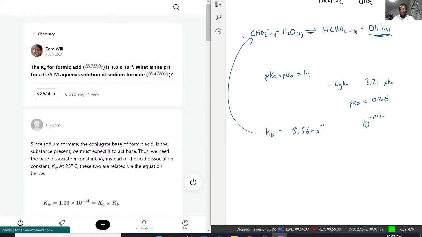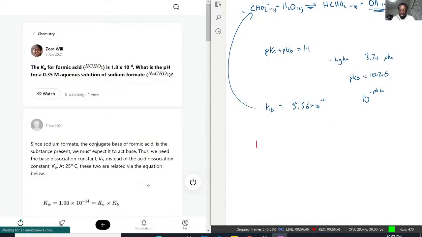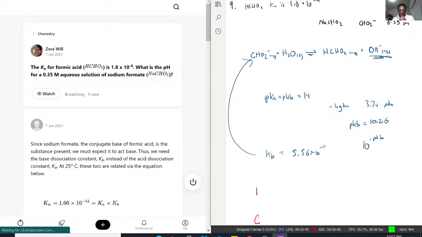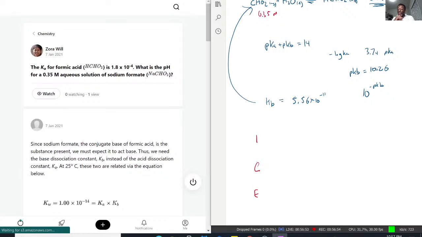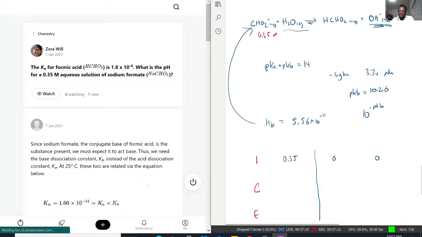Now we need to set up an ICE table: initial, change, equilibrium. We started with 0.35 moles. That's quite a big amount compared to the Kb, which will play into effect later on, as you'll see. Initial is 0.35, and we're assuming we're starting with 0 for the other parts. We don't include water because water is the solvent, not the solute. But we do have one for the HCHO2 and the OH minus.